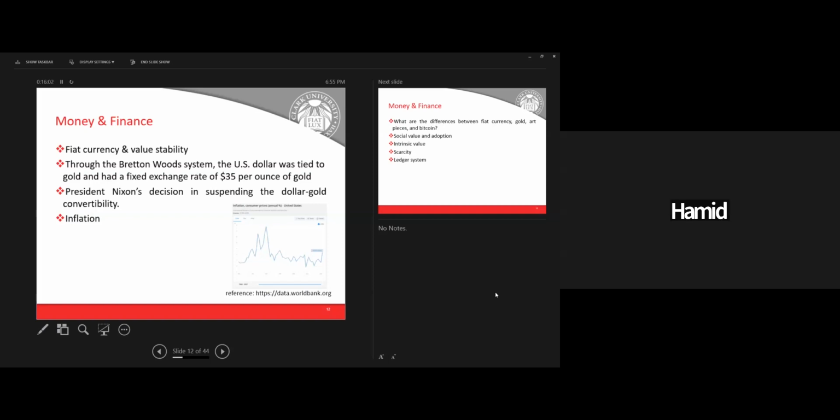Before the Nixon era, we had the Bretton Woods system in which every ounce of gold was $35. So if the government said this is, let's say, $350, it means you have 10 ounces of gold in the Central Bank of the United States. They backed all the paper money or bank accounts with actual gold.